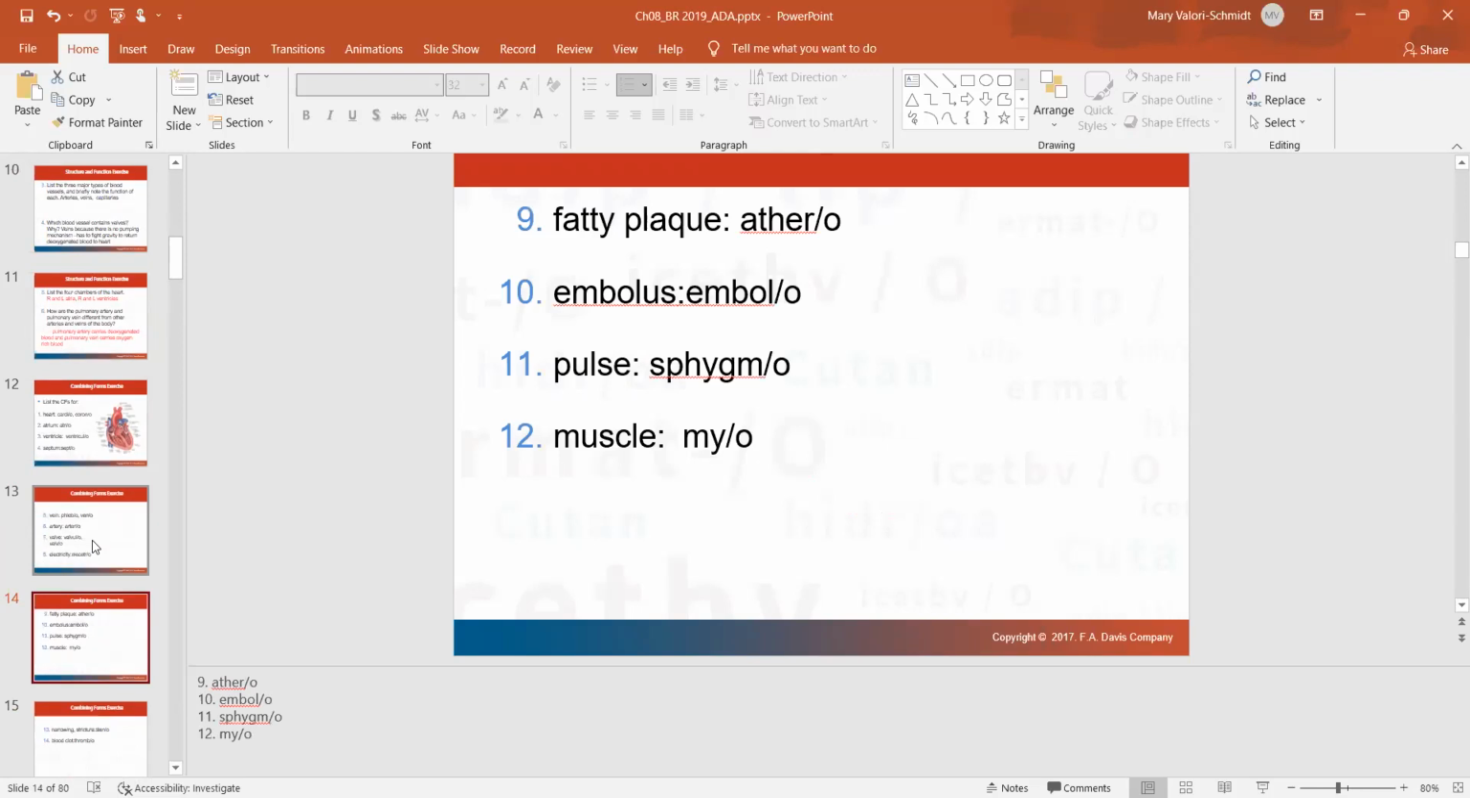Fatty plaque that can build up inside your arteries is called atherosclerotic plaque. Comes from eating too much fatty food. Embolus would be embolo, and that is a foreign substance like a blood clot or something in your blood. Pulse is sphygmo. Think about it. A blood pressure cuff is called a sphygmomanometer. So we're looking at the pulse and we're looking at the pressure of the blood through the arteries and veins. And then muscle would be myo.